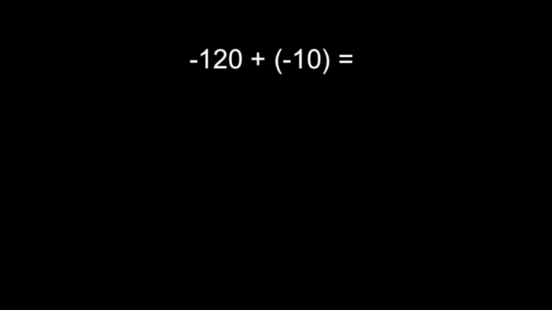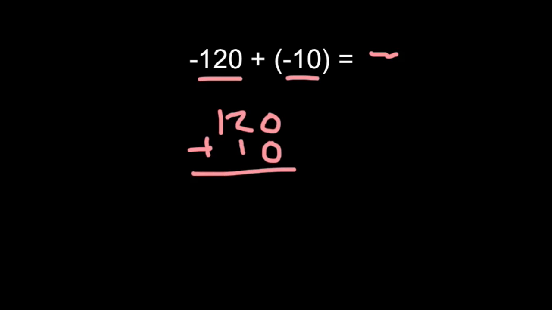Here we have a similar problem. We're adding -120 plus -10. Just like the last problem, both are negative, so our answer is going to be negative. Since these are both negative, we're putting them all together and figuring out how many negatives there are together. So we got 120 plus 10, that's 130 negatives, or -130.